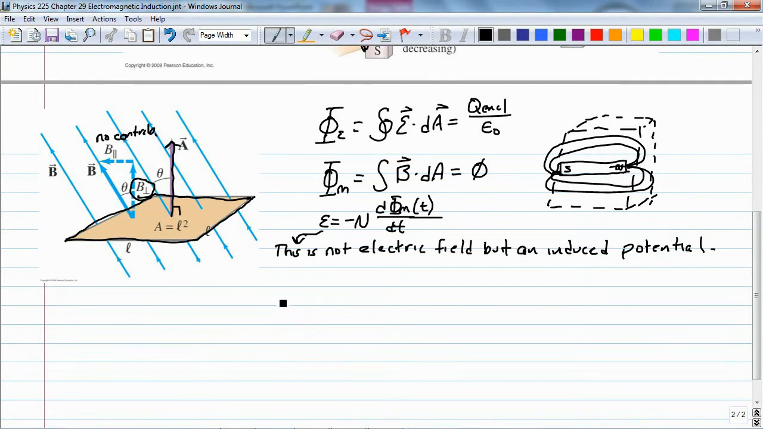So if I want to find the value, and remember that flux is a scalar, then that's going to be equal to the magnitude of the magnetic field times the area times the cosine of theta. Very similar to what we had for the electric field, which was the electric field times the area times cosine of theta.